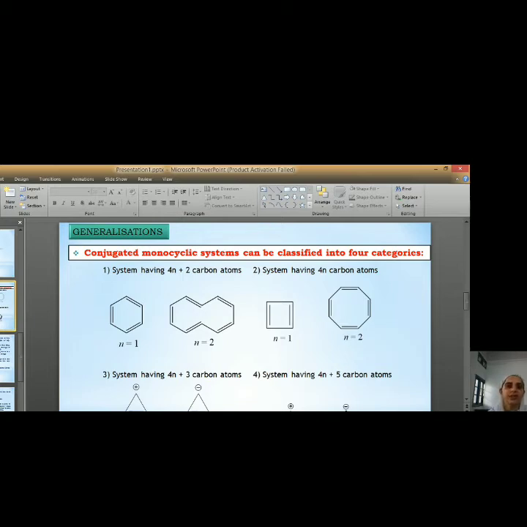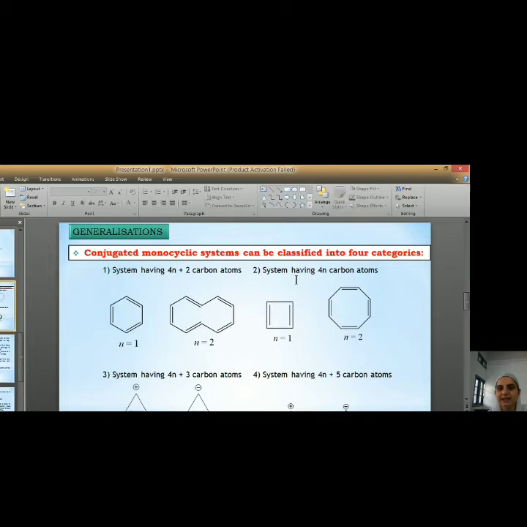So the first generalization is that the conjugated monocyclic systems can be classified into 4 categories. First one is the system having 4n plus 2 carbon atoms. If we put n equal to 0, we will get 2 carbon atoms and 2 carbon atoms can't constitute a ring. So we take n equal to 1, 2, 3 and so on. If we put n equal to 1, we will get benzene. And if we put n equal to 2, we will get the annulene.